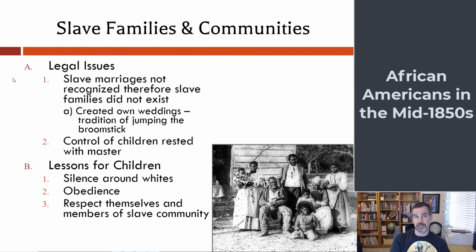Some lessons that children were taught early on were to be silent around white people, to be obedient, and to respect themselves and members of the slave community. And once again, remember, they started working at the age of around 6 or 7.